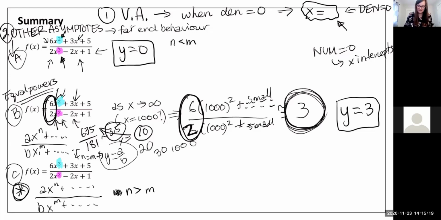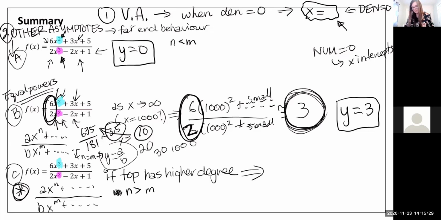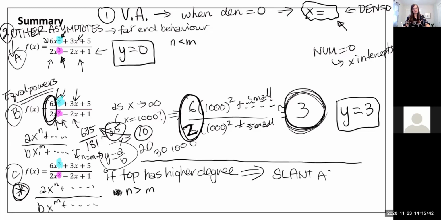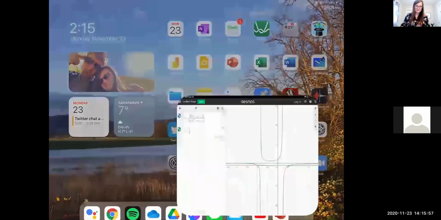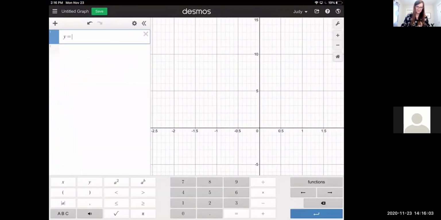So basically, if the top has higher degree, then we have this sort of polarization to whatever the top is, and it's actually going to leave us with something called a slant asymptote, not a horizontal one. Although the vertical is always going to stay the same, you're always going to look at the denominator for the vertical. So let's look at a simple example in Desmos before we do a more formal one.